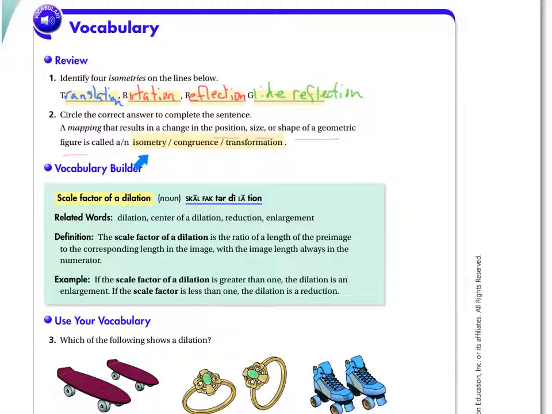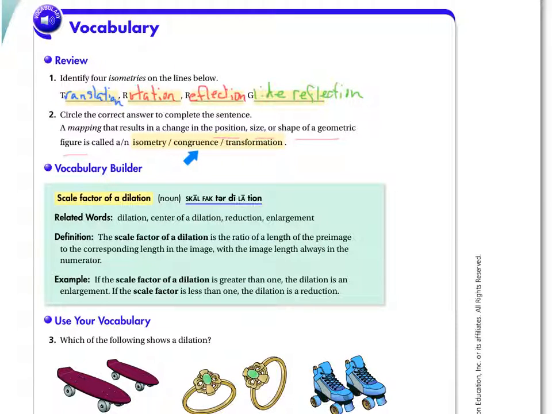Why is it not an isometry? What do these things do? Do they result in a position change? Sure, they could. What about a size change or a shape change? These do not make size or shape changes, and those are isometries. In other words, they're rigid motions, and rigid motions do not do size or shape changes. So it cannot be an isometry.